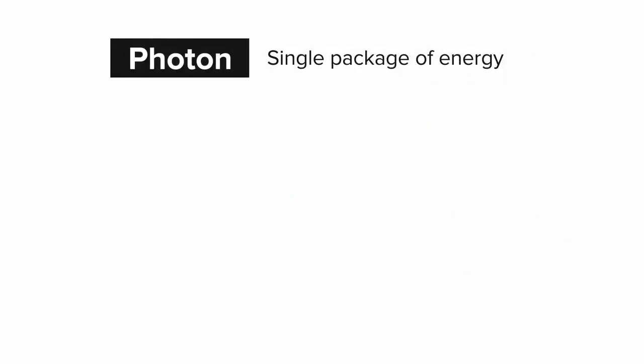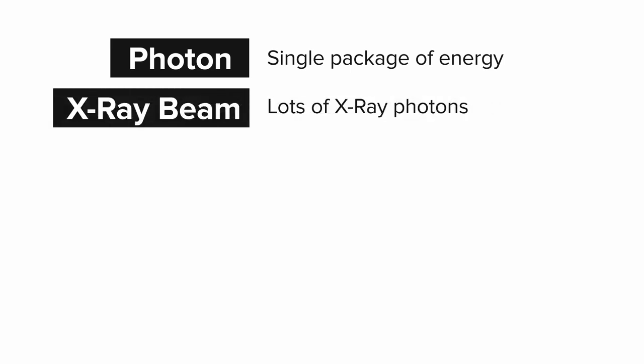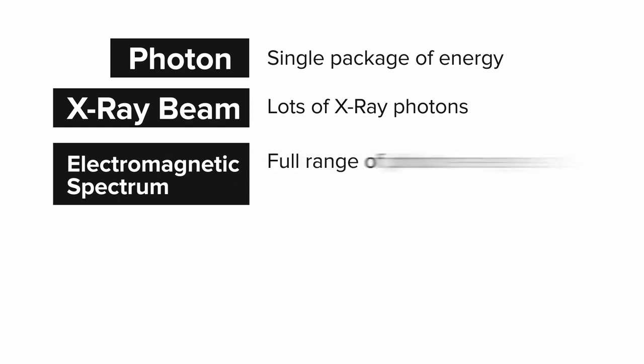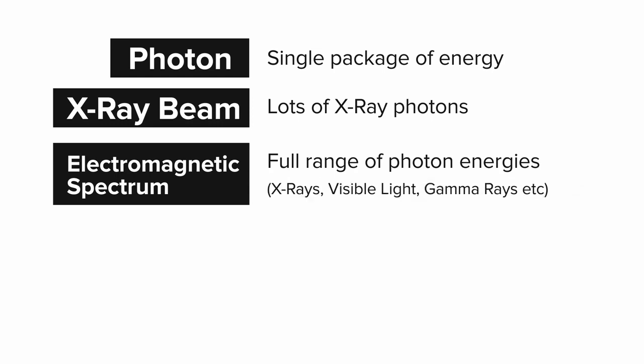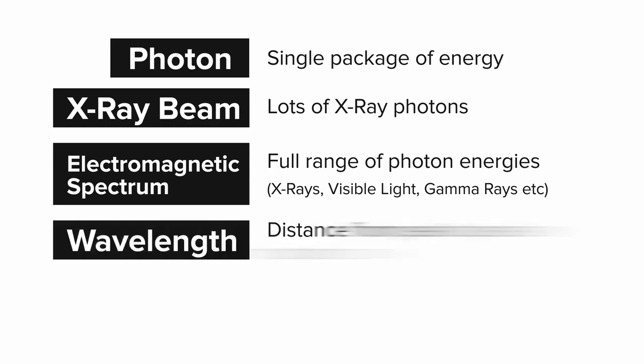In summary, here's some of the terms that we discussed. A photon refers to a single package of energy. An X-ray beam is made of X-ray photons. We also talked about the electromagnetic spectrum. This refers to the full range of photon energies. The electromagnetic spectrum includes X-rays, but also lower energy photons like visible light and higher energy photons like gamma rays. Wavelength is a term that refers to the distance from one peak to the next in a photon wave. As wavelength decreases, the photon energy increases.